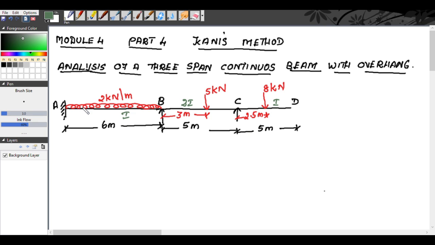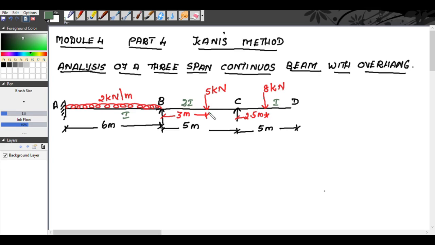We have a 3-span continuous beam. Our 3-span continuous beam is beam ABCD. So AB is one span, BC is another span and CD is our third span. AB is of span length 6 meter, BC is of span length 5 meter and CD is of span length 5 meter. Now we have a 2 kilonewton per meter uniformly distributed load in the span AB.